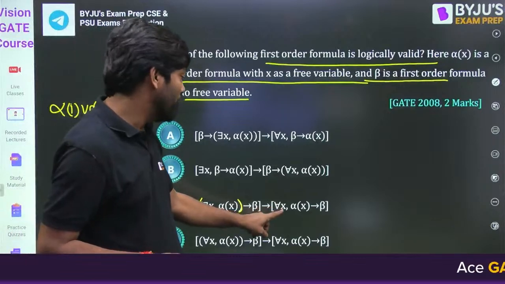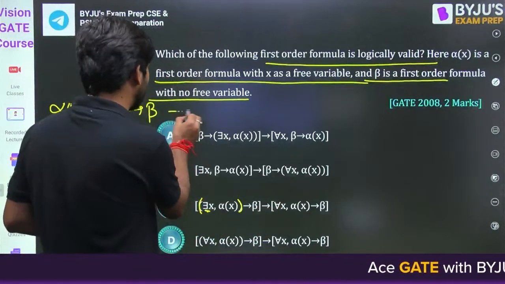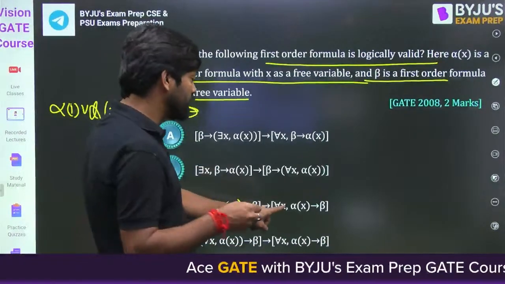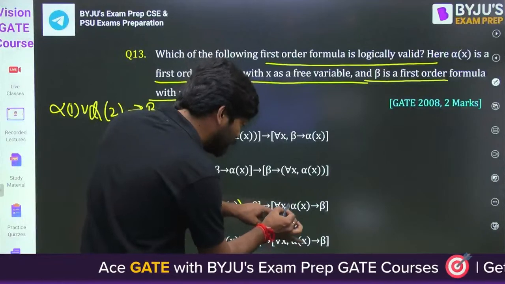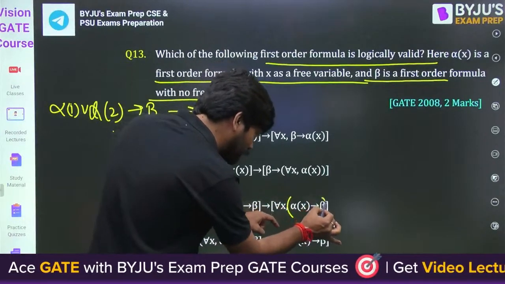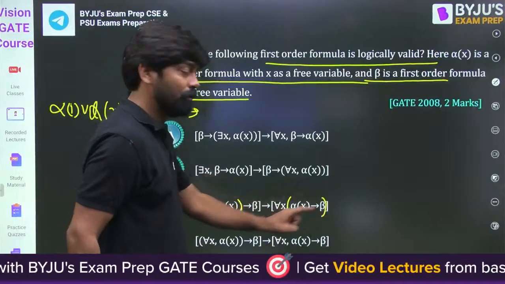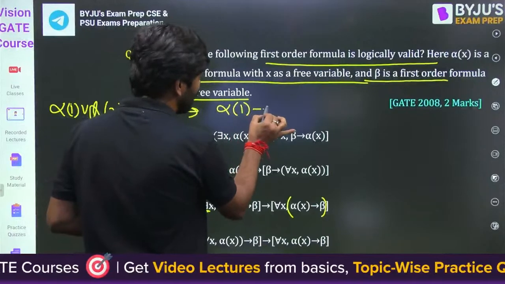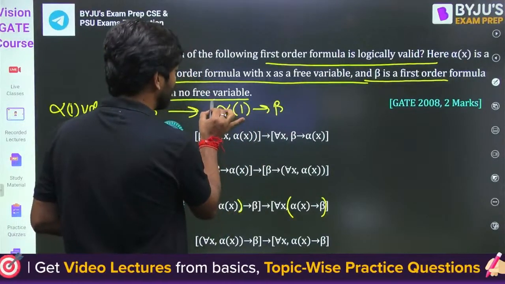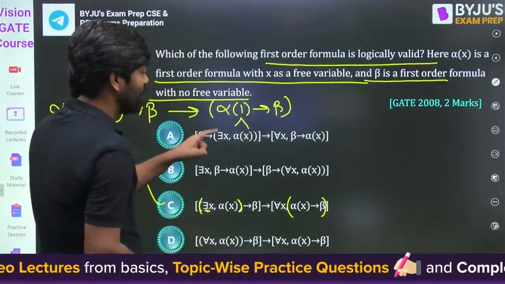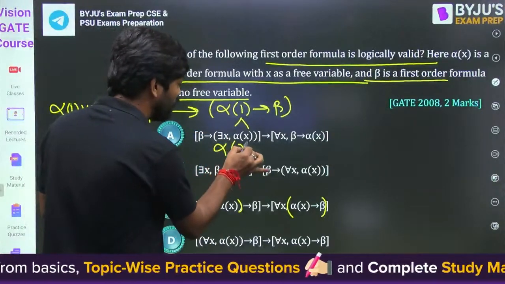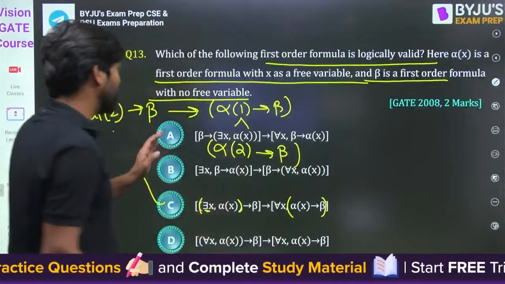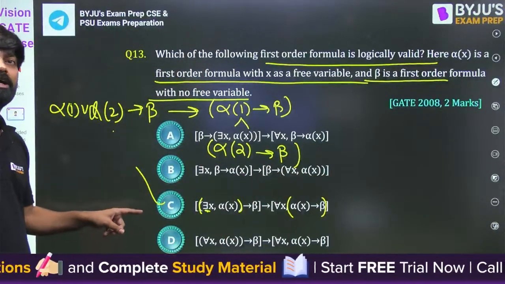What is right hand side? For all x, see, what is right hand side? This implies, for all means, you know, and. So see, for all will apply on, if we remove this comma, it will apply on this one: alpha x implies beta. So the meaning of this one is nothing but alpha 1 implies beta, fine, and my dear friend, alpha 2 implies beta. So this is the meaning of C, my dear friend.